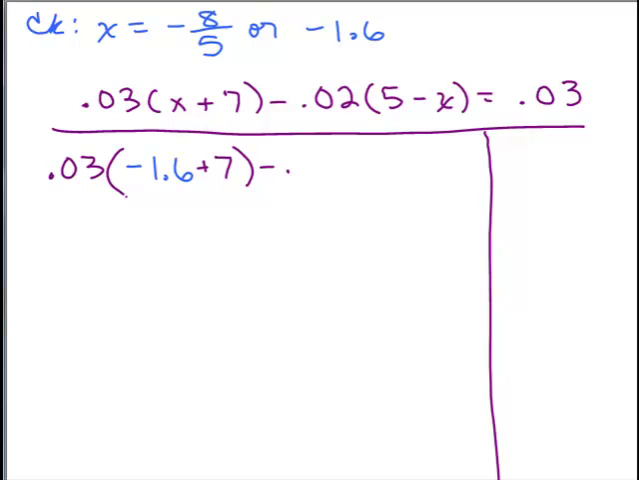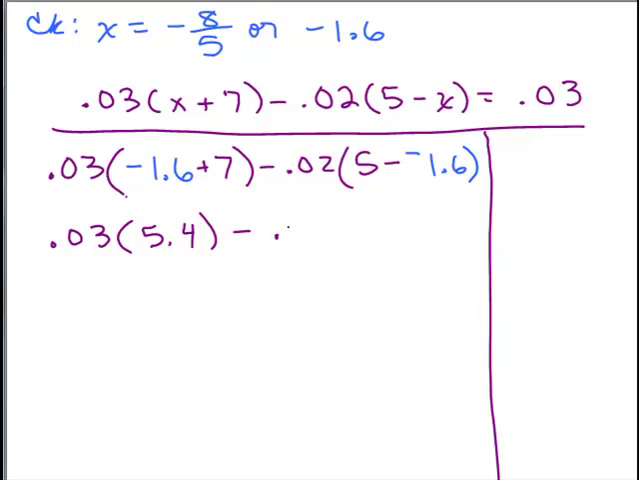So we've got 0.03 times negative 1.6 plus 7, minus 0.02 times 5 minus negative 1.6. All right, and we have to simplify this side. Now we've got 7 minus 1.6. That's going to be 5.4. Remember, you're adding a positive and a negative, so you could go out on the side and do 7.0 minus 1.6. You're going to get 5.4. And over on the right, we've got 5 minus a negative 1.6, so that's the same thing as 5 plus 1.6. That's going to give me 6.6.